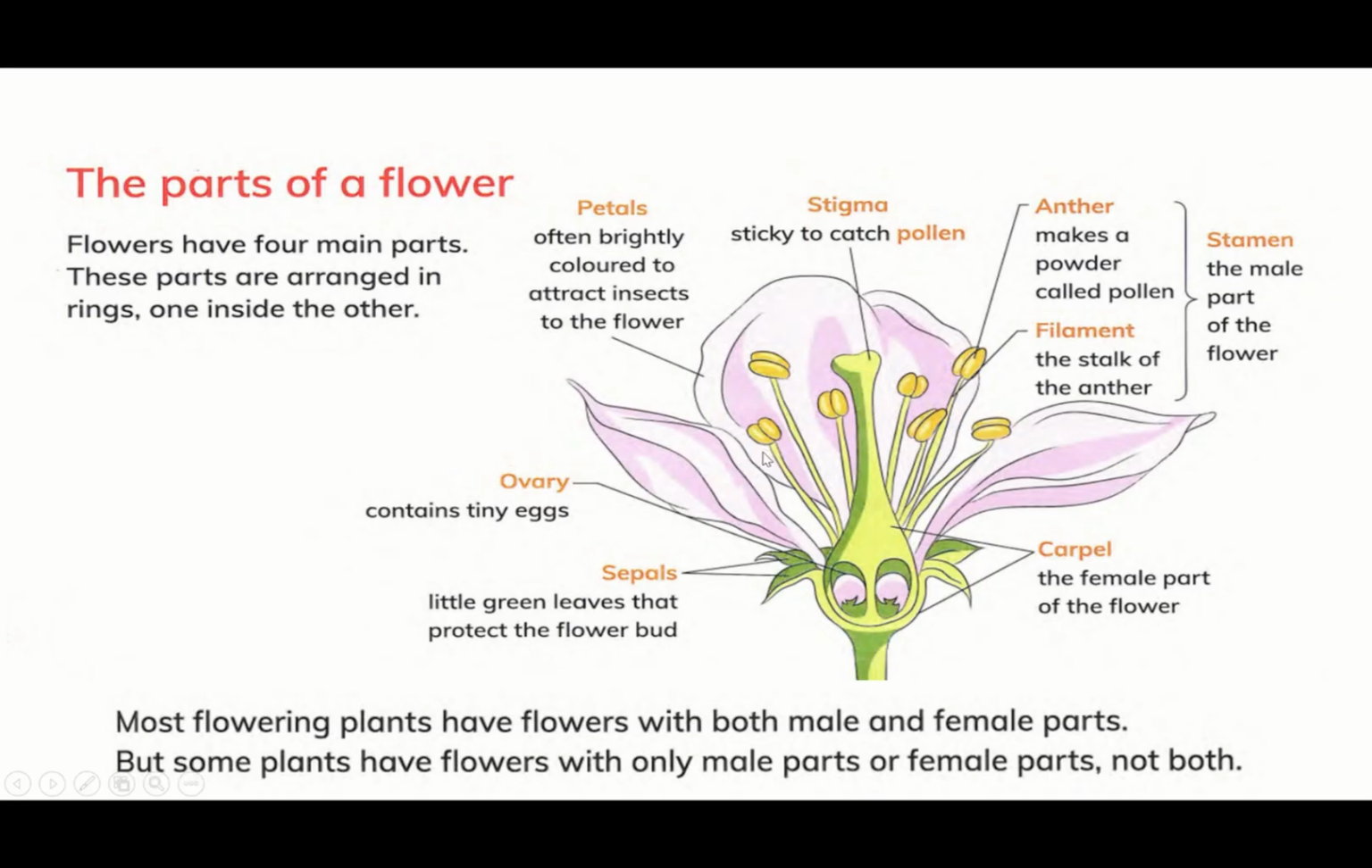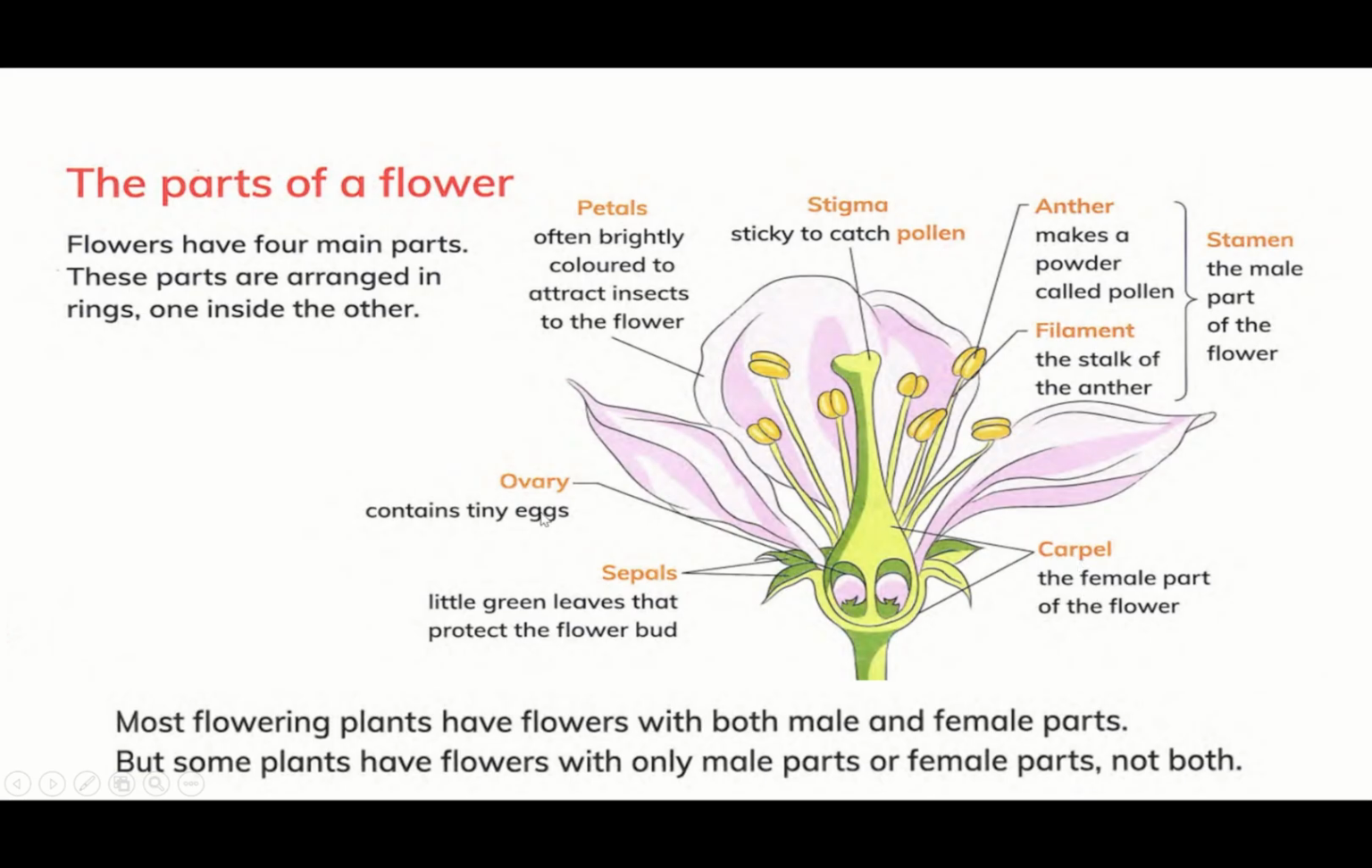So it means the flowers which have scent and are colorful will be visited more by insects compared to the other kinds of flowers. So petals, the brightly colorful part, attract the insects, because it's colorful, it will attract the insects. And sepals, it's green leaves that protect the flower bud, it means before opening.